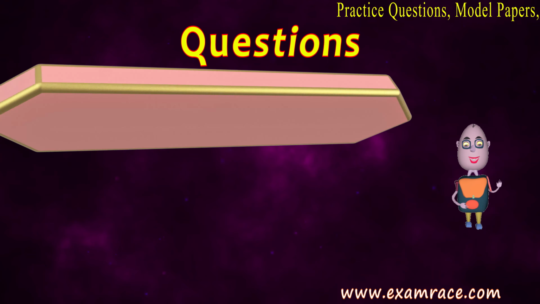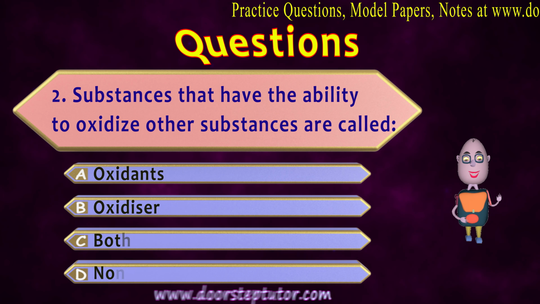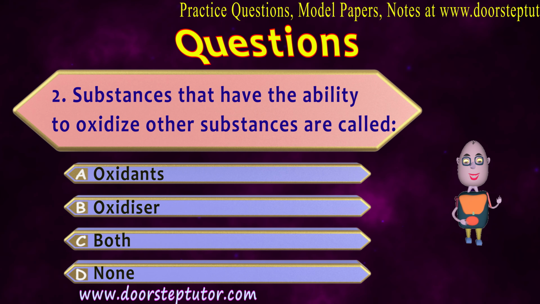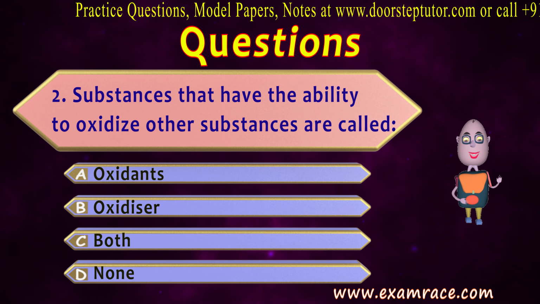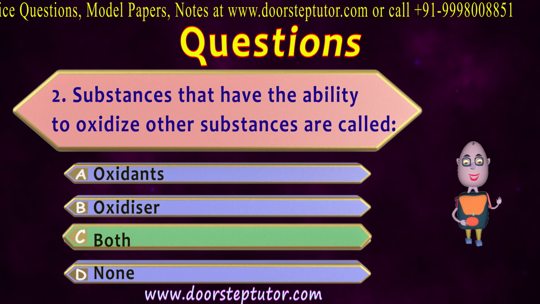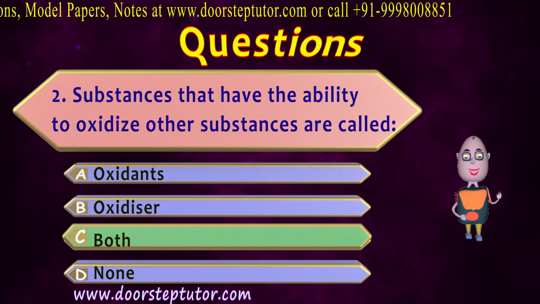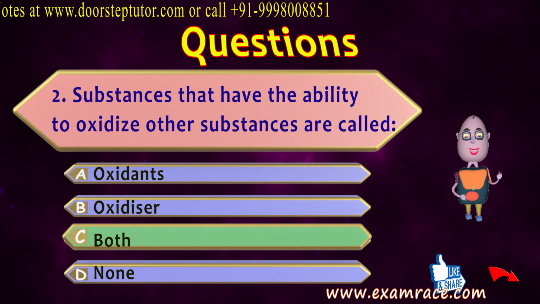The next question is, substances that have the ability to oxidize other substances are called: option A oxidants, B oxidizer, C both, and D none. We have already seen that oxidant and oxidizer are other names for the same thing, so option C, both, is the correct one.